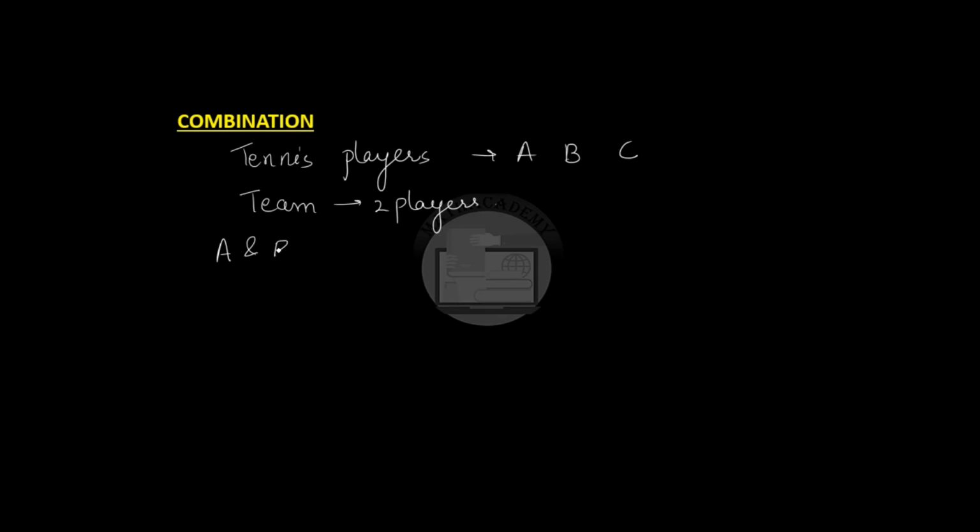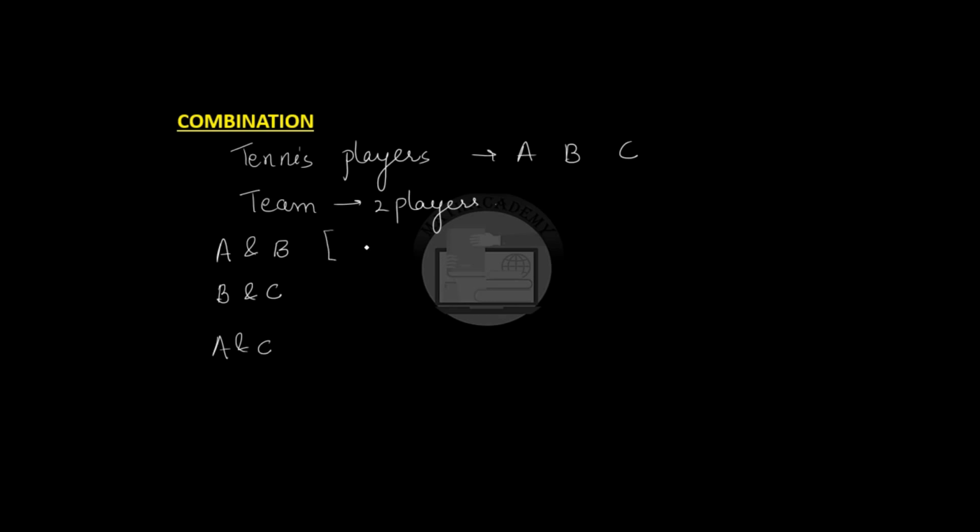Suppose there are three tennis players A, B and C, and we have to form a team consisting of two players. We can form a team which has A and B, a team which has B and C, and a team which has A and C. So we are either choosing A and B, B and C, or A and C.